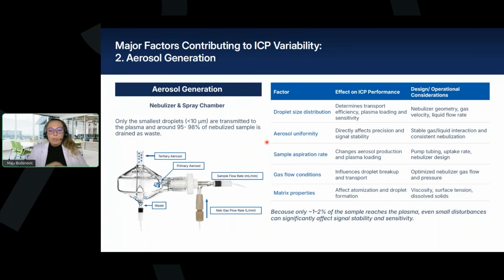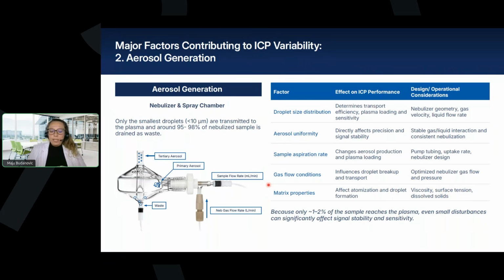Another important parameter is the sample aspiration rate. Here, we often think that a higher sample uptake will improve the sensitivity, but it will not necessarily improve your sensitivity. Why? Because if you have too much solvent, that will increase the plasma loading. And on the other side, if you have too little, that will reduce your analyte transport. So basically, the optimum aspiration rate will depend on your nebulizer design and your application.